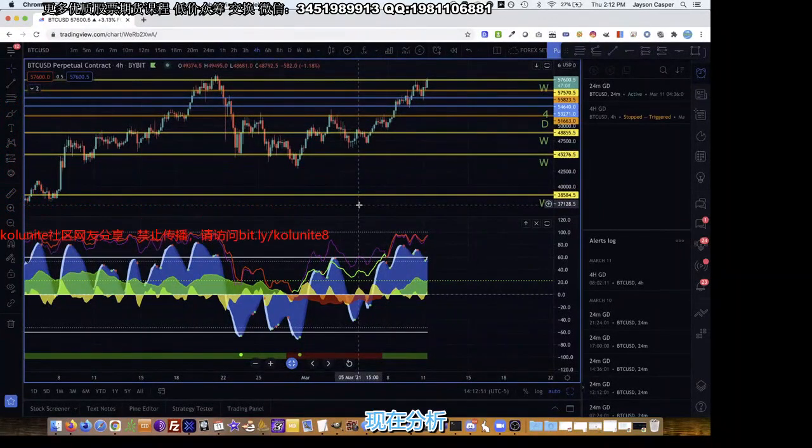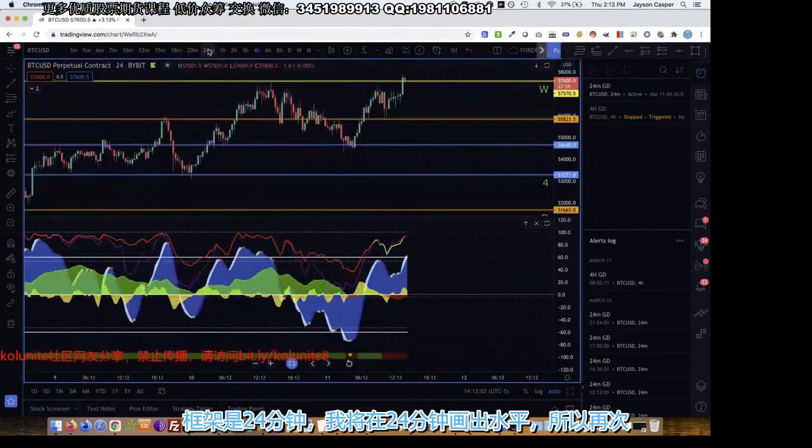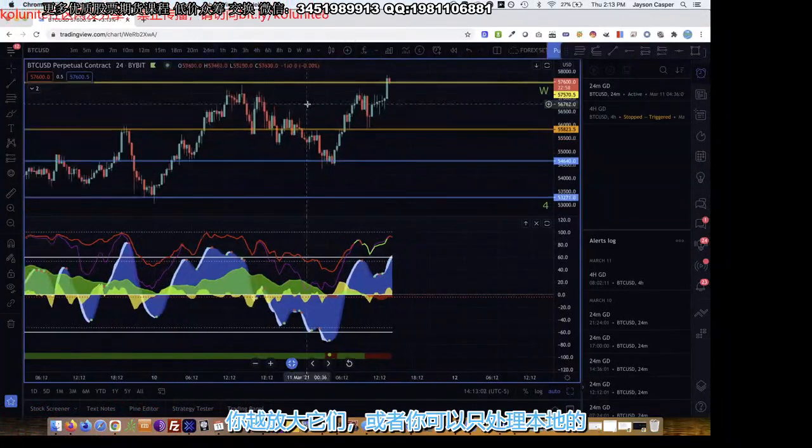and it's going to be trustworthy for my analysis. Now, for me, the lowest I go down if I'm trading on the larger time frames is the 24 minute, and I will draw levels on the 24 minutes. So again, you don't have to zoom out too much. The more you zoom in, the more you can just deal with the local price action.